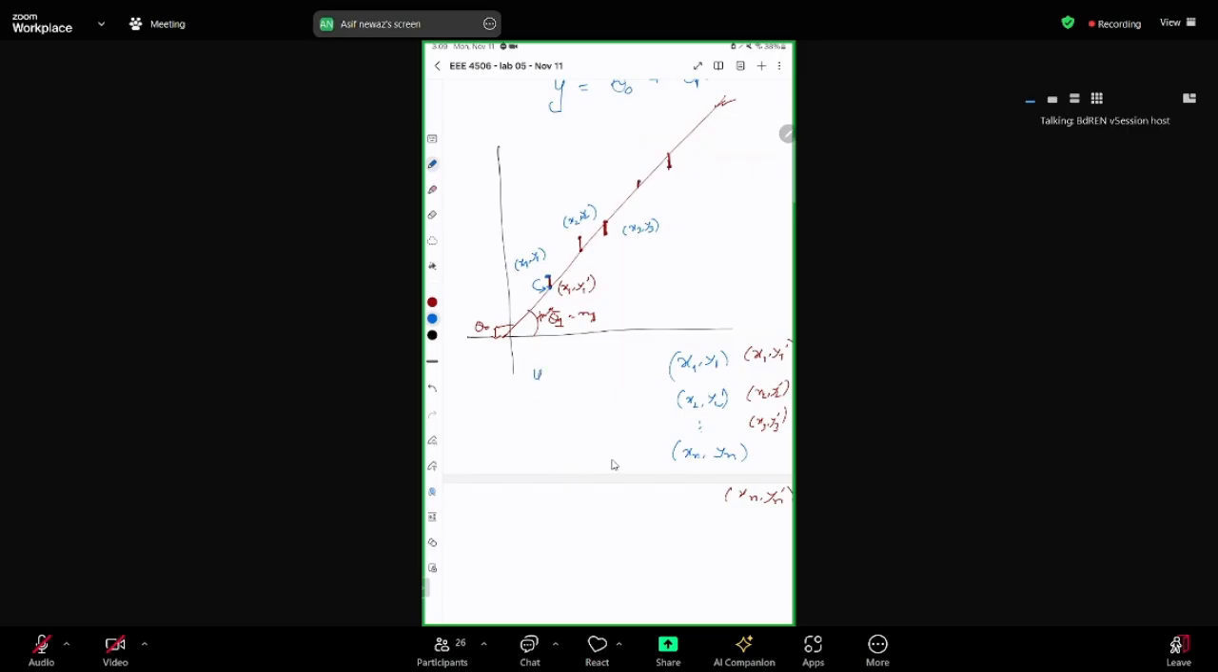We can represent it numerically this way: y1 minus y1 prime. That is the error for the first one. Similarly, y2 minus y2 prime is the error for the second one. Then y3 minus y3 prime. This is y3, this is your y3 prime. It can be positive as well as negative. Similarly, yn minus yn prime is your error. The error can be positive as well as negative. Is it okay so far?